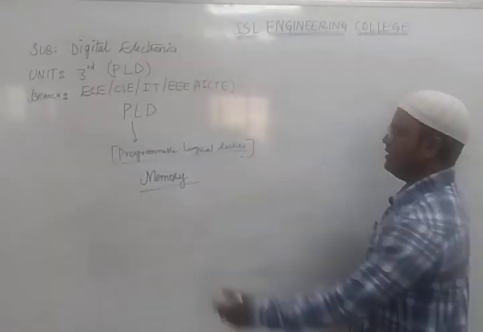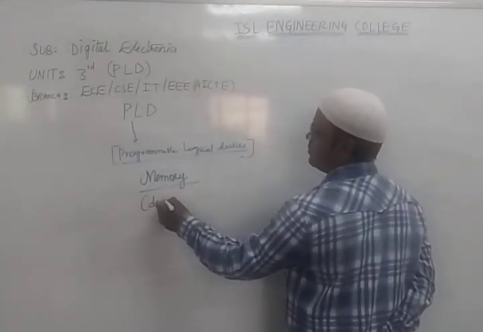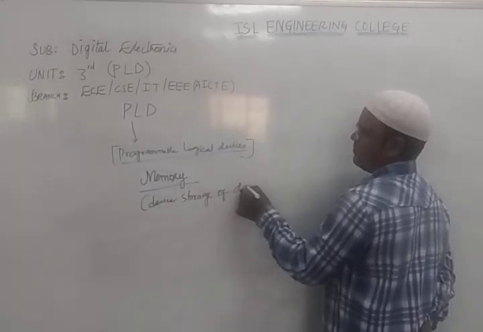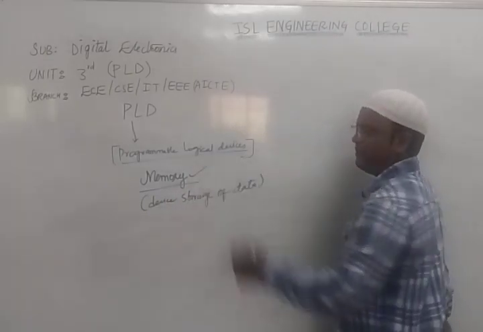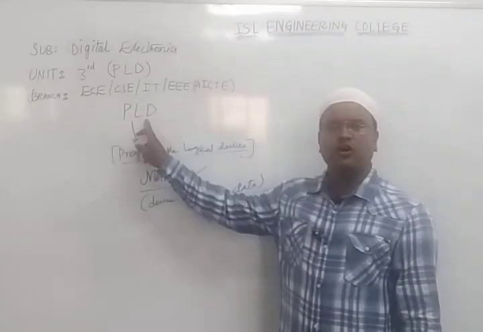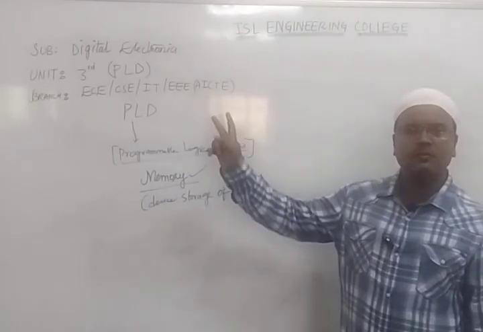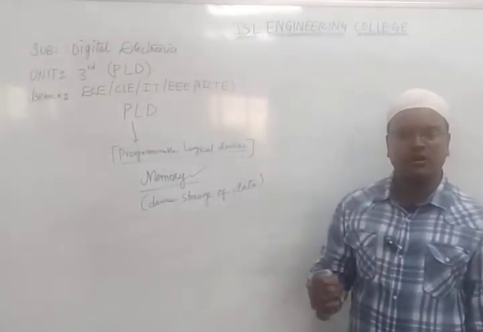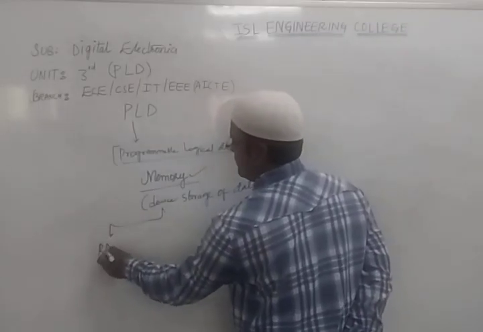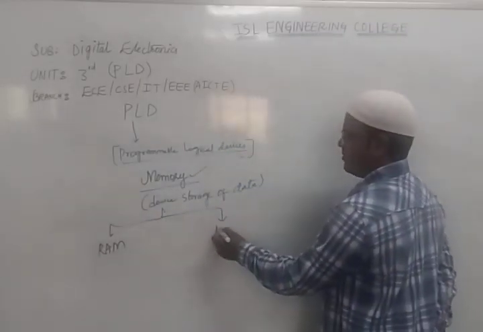So what is a memory actually? Memory is a device which can store data. For storage purposes, we are going to see the memory. So memory is also one of the examples of programmable logical devices. In that memory, we come across 2 things. One is the RAM, and next is the ROM.